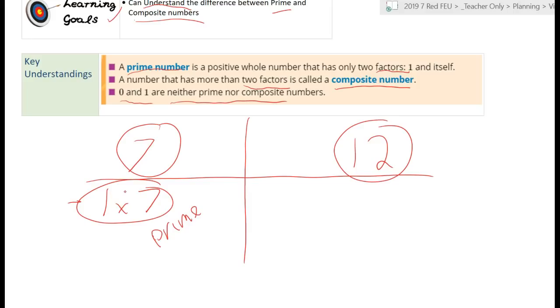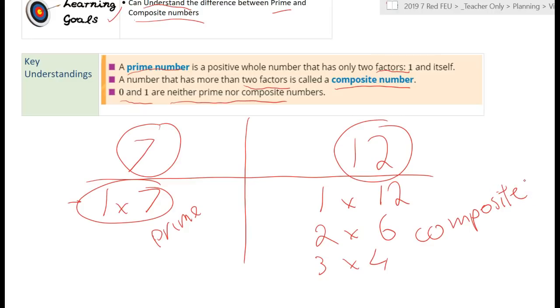Now if I look at 12 and list its factors, I have 1 times 12. It's divisible by 2, so I have 2 times 6. I also have 3 times 4. If I list those factors in ascending order, I have more than 2 factors, therefore this one is a composite number. So really, prime numbers only have the two factors, 1 and itself, and composite numbers have more than 2. It's about understanding your factors and going through them.